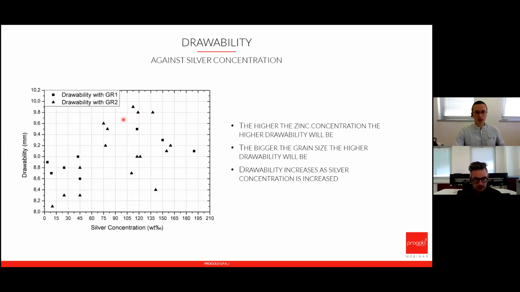But the most important thing for drawability is the zinc content, since we discovered that zinc and grain size are the most influencing properties on the drawability. So the more zinc I put in the alloy, the higher will be the grain size. So the more easily you can draw your alloy, you can perform deep drawing on your metal.